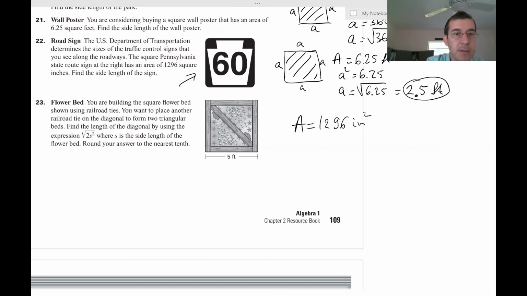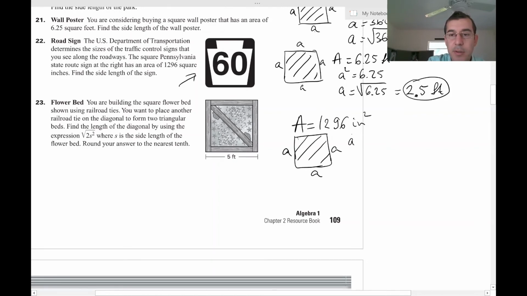Okay, so same thing. We have a square, all sides are equal, and we have the area. So a squared is 1296, or just a is the square root of 1296. And this is probably going to be 36, if I have to guess. But let's see. So 36 times 36.